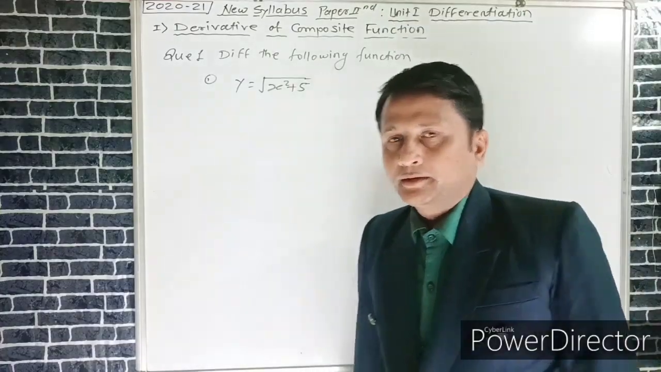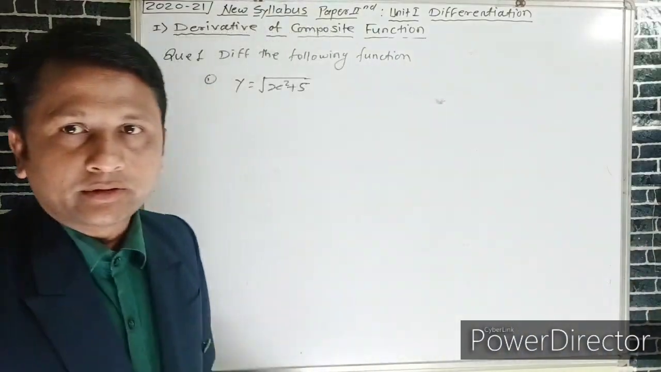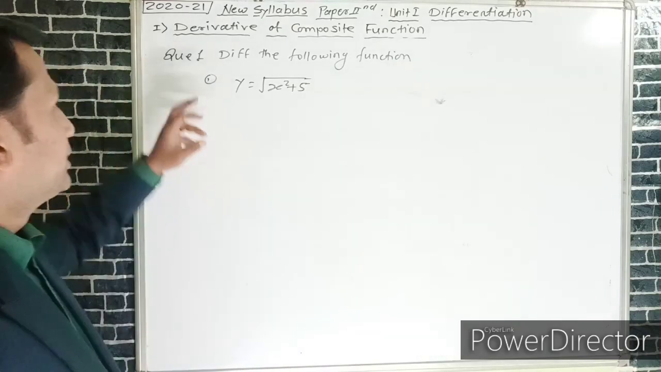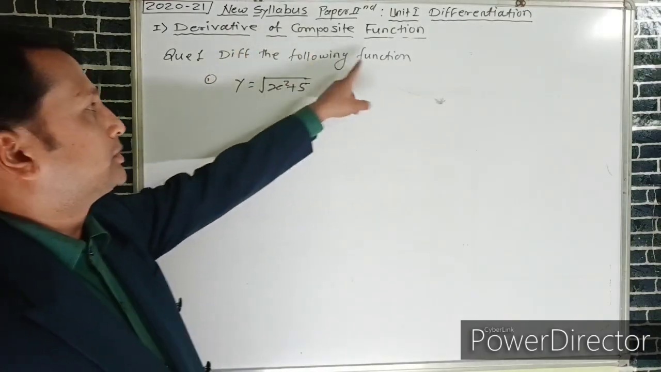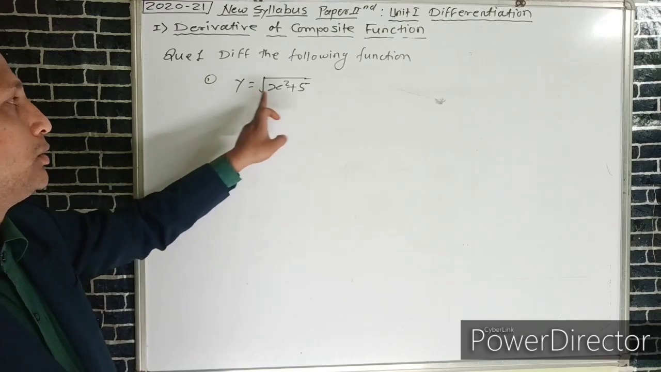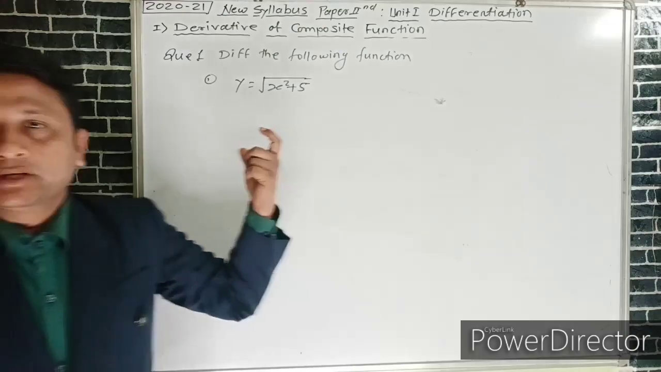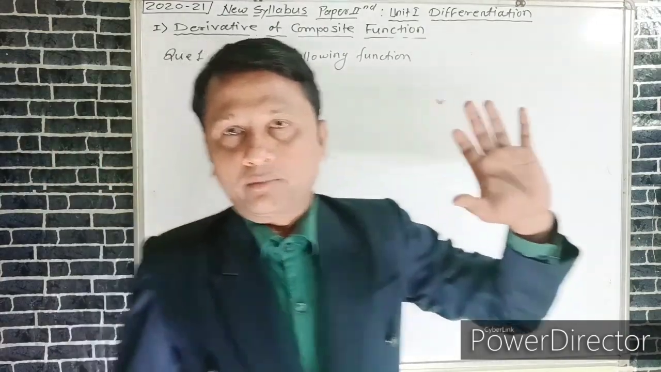Now we have to find the derivative of different types of functions. The given question is: differentiate the following function, and the function is y is equal to under root of x square plus 5. The given function is in composite form.